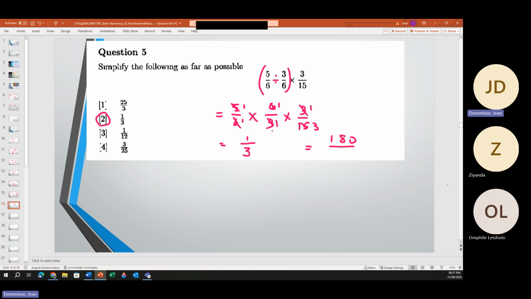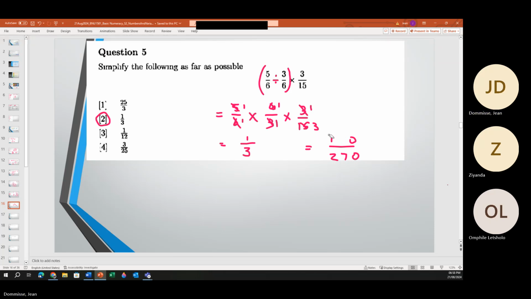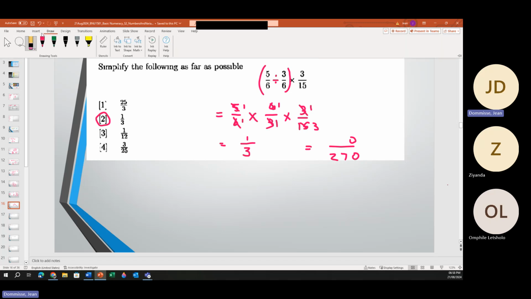And at the bottom we had 6 times 3 times 15, which is 270. So let's just quickly check 5 times 6 times 3. That is actually 90, not 180, so there I already made a mistake. 5 times 6 is 30, times 3 is 90.